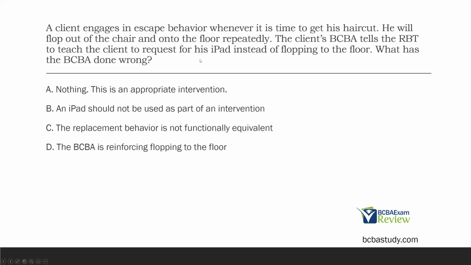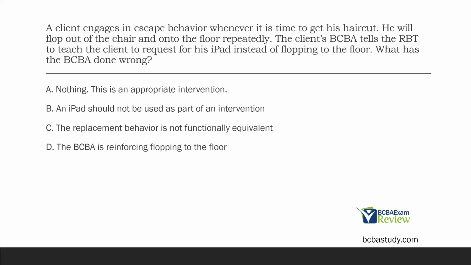A client engages in escape behavior whenever it is time to get his haircut. He will flop out of the chair and onto the floor repeatedly. The client's BCBA tells the RBT to teach the client to request his iPad instead of flopping to the floor. What has the BCBA done wrong?